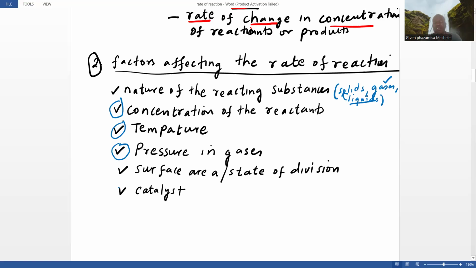I want to explain this. We know that concentration is the number of moles of solute per unit solvent. So concentration is measured by looking at the number of moles divided by volume. So you see that concentration depends on the number of moles and the volume. But we'll talk more about that later. Then we also have temperature. We also have pressure in gases. We also have the surface area or the state of division.